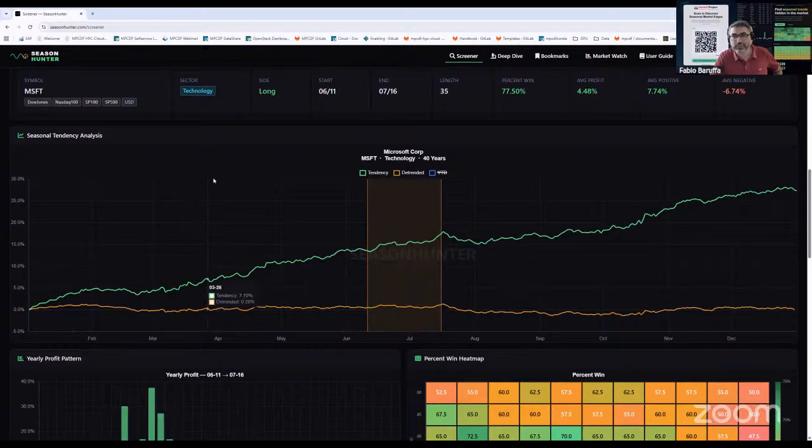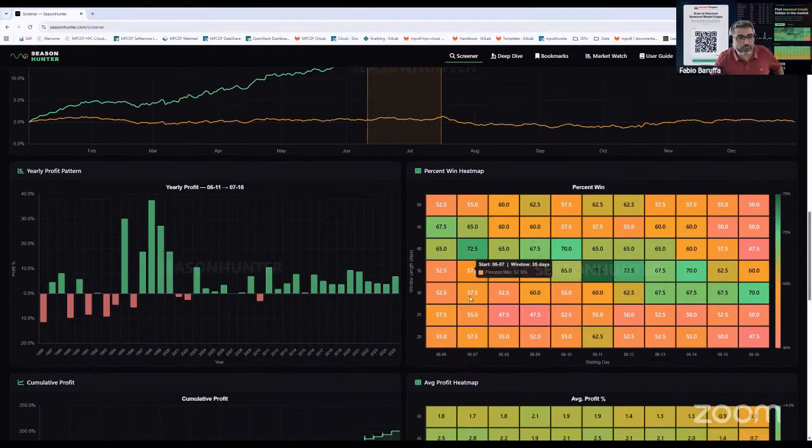So the first is the seasonal tendency. This shows how, over all the historical lengths of the ticker, in this case Microsoft, from the beginning of when it started trading on the market till now, it has moved. This is a statistical tendency, the daily cumulative return average for all the historical data. And here in the orange part is the pattern that has been identified. Okay, this is the pattern, but we still need to see if this pattern is robust or not.